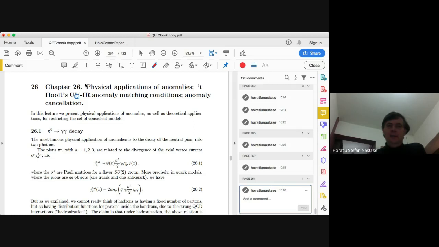First, the physical application of the global symmetry, specifically the pion decay and the 't Hooft UV-IR anomaly matching conditions, and then the applications of the gauge anomaly, specifically anomaly cancellation in models and in the standard model.